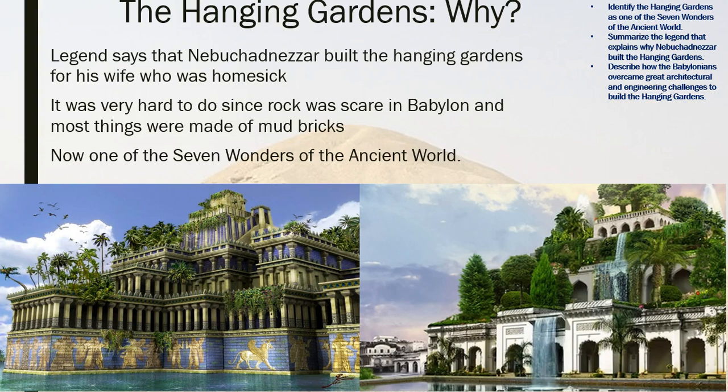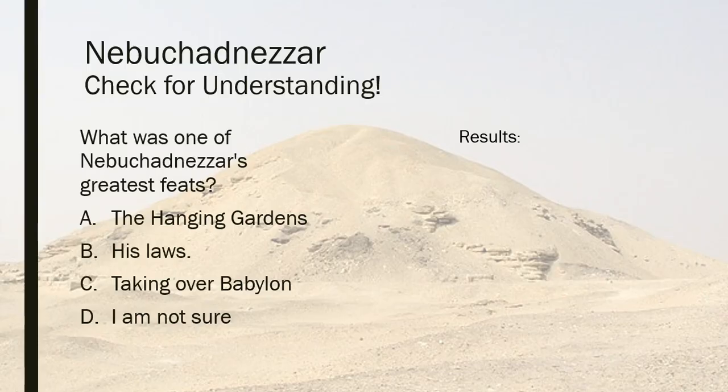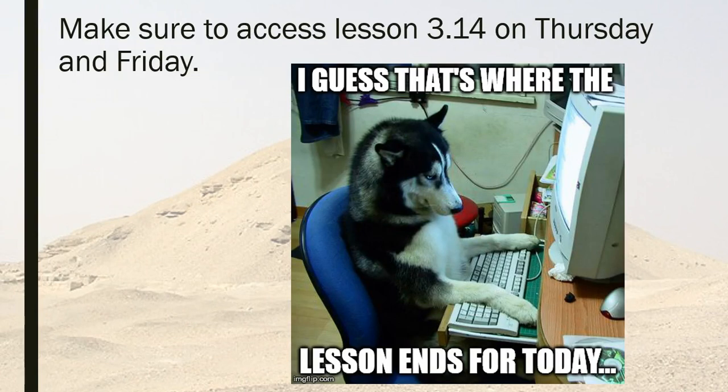Nebuchadnezzar built it with his wife in mind, but it did withstand for quite a few years after they went away because it was such a great architectural accomplishment, you could say. And again, it is now considered one of the 7 wonders of the ancient world, meaning you cannot see it to this day. It's no longer around, but we still consider it one of those great wonders. So again, one of his greatest feats is going to be the Hanging Gardens.